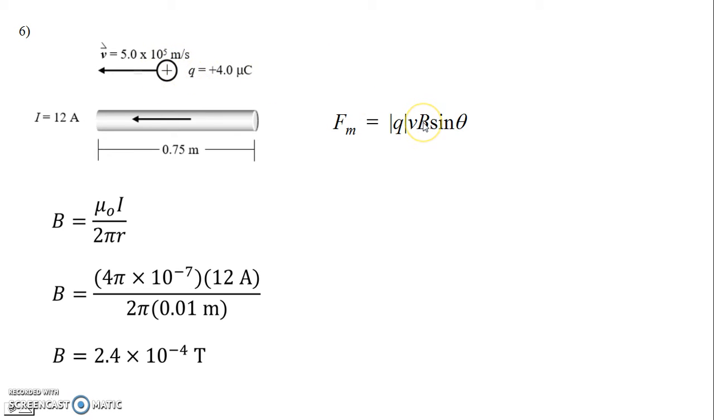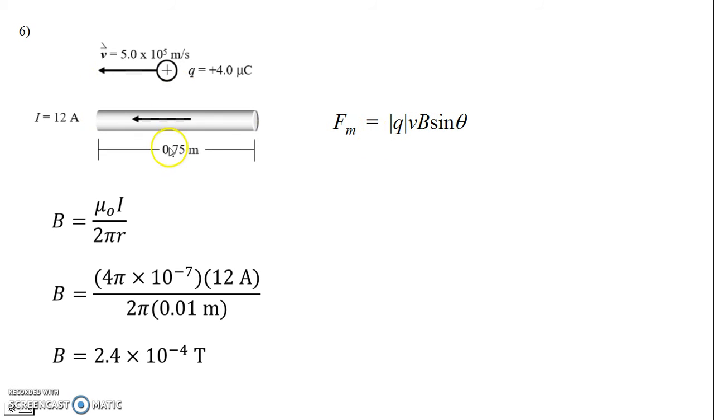This field is the external field from some other object. That's the wire. That's the field we just found. But what about theta? We know the charge. We know the speed. We know the magnetic field strength. What about theta? Where's theta measured? Well, remember, anytime theta is part of the equation, it always refers back to the two previous vectors. So we've got the velocity vector and the magnetic field vector.